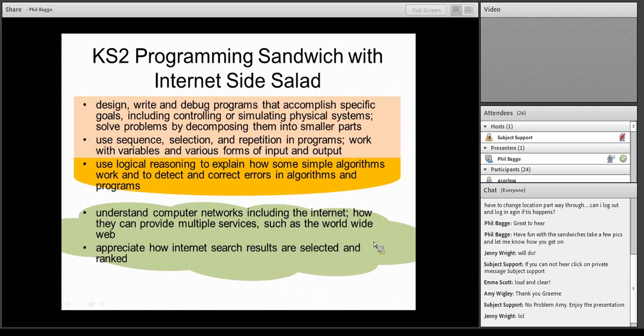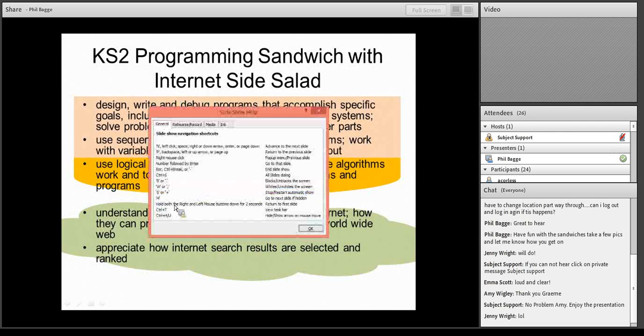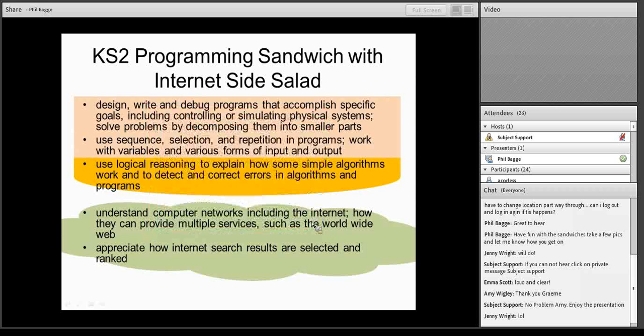So something like this top bit here, we have design, write and debug programs that accomplish specific goals. Okay, if anything, I tend to think of this first little bit as the most important bit, and then all these other bits. In fact, I should have really moved the burger bun up a little bit. Don't know why I haven't there. Anyway, something for next time. So I would say that this. Let's go back to that one. Okay, go out of it for a second.